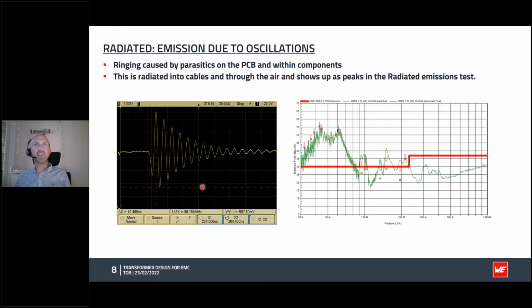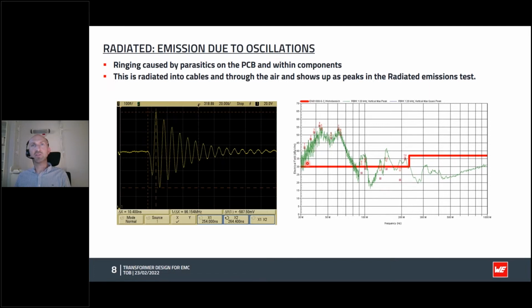So we zoomed in on the ringing here, and that ringing, if you measure the frequency, will more than likely show up as a peak in the radiated spectrum when we do our open area test site, or we go to a shielded chamber where we can do this radiated emissions testing. And so radiation also needs to be controlled. How can we reduce the radiation?